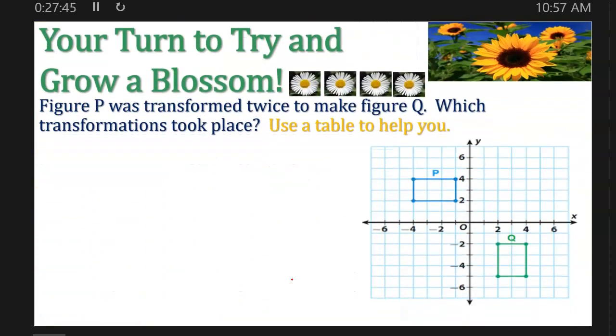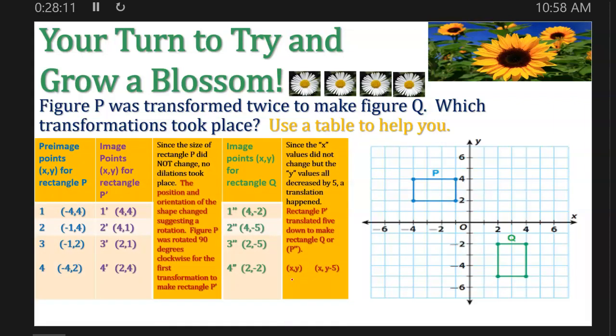All right, so the fourth one is: figure P was transformed twice to make figure Q. Which transformations took place? Use a table to help you. So this one had 2 transformations because it said it was transformed twice. See if you can figure out what may have happened to P to become Q. Pause.